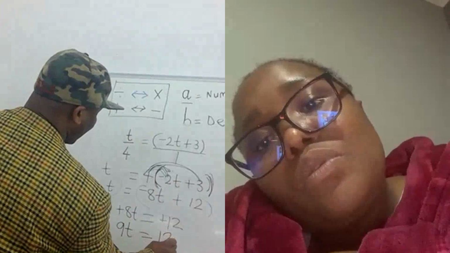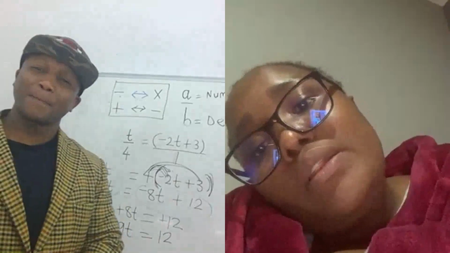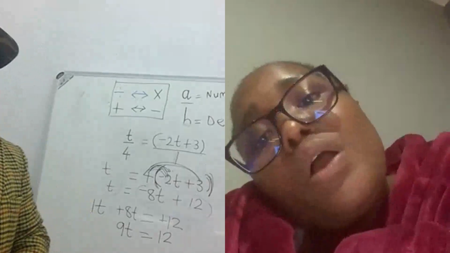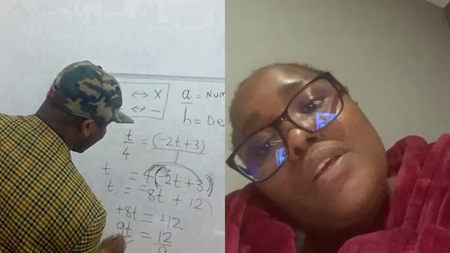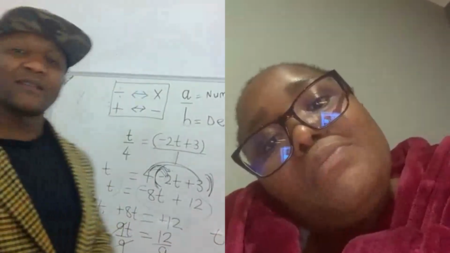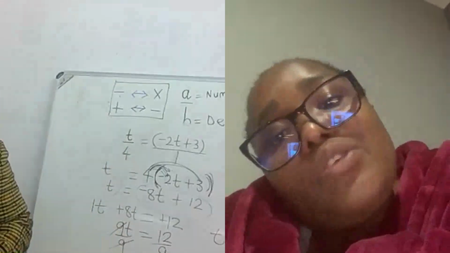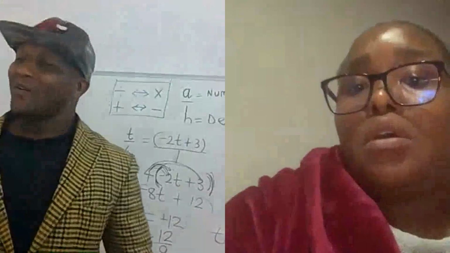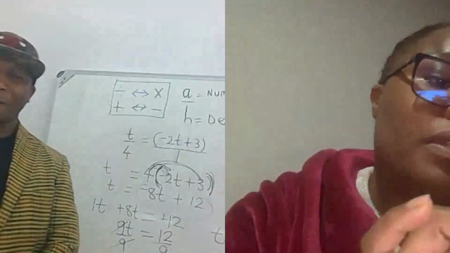Equal to 12. How do we get t? Because we need to get t and get rid of the 9, you are going to divide by 9 on both sides. Divide by 9, divide by 9. Very good. The reason we divide is because there is multiplication in between. It's a number and a letter, so we need to divide. Now put in the calculator 12 divided by 9.